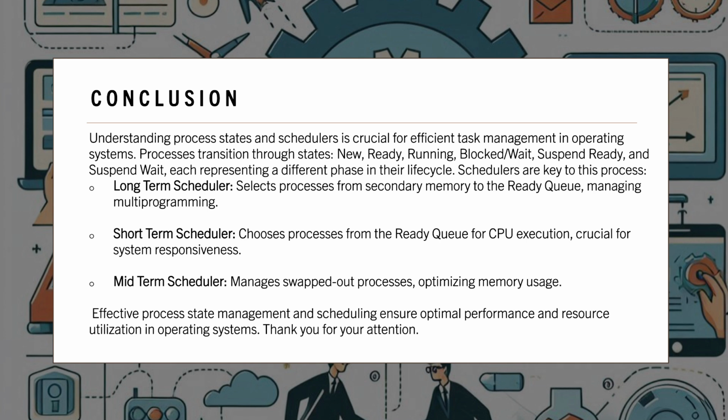The schedulers that we have learned were the long-term scheduler. It selects processes from the secondary memory to the ready queue and manages multiprogramming. The short-term scheduler chooses processes from the ready queue for CPU execution, and it is crucial for system responsiveness. The last one is the mid-term scheduler. It manages swapped out processes and optimizes memory use. Effective process state management and scheduling ensure optimal performance and resource utilization in an operating system.